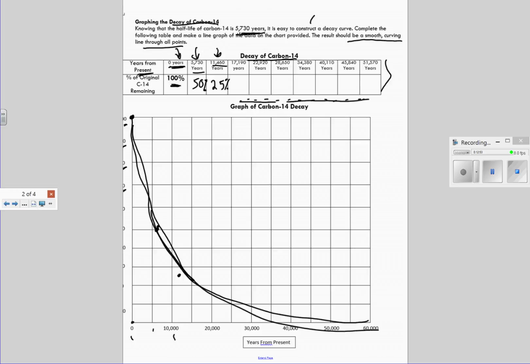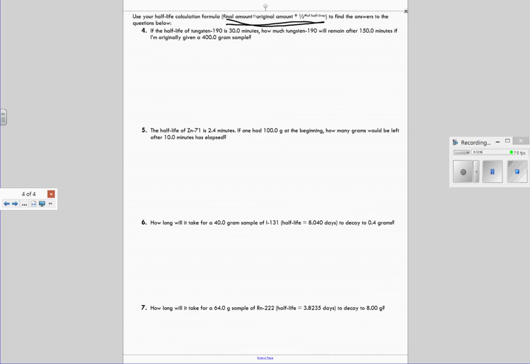All right, once you're done with all these problems, there is an answer key at the very end so you can check your work, and then you can begin studying for your nuclear chemistry quiz.